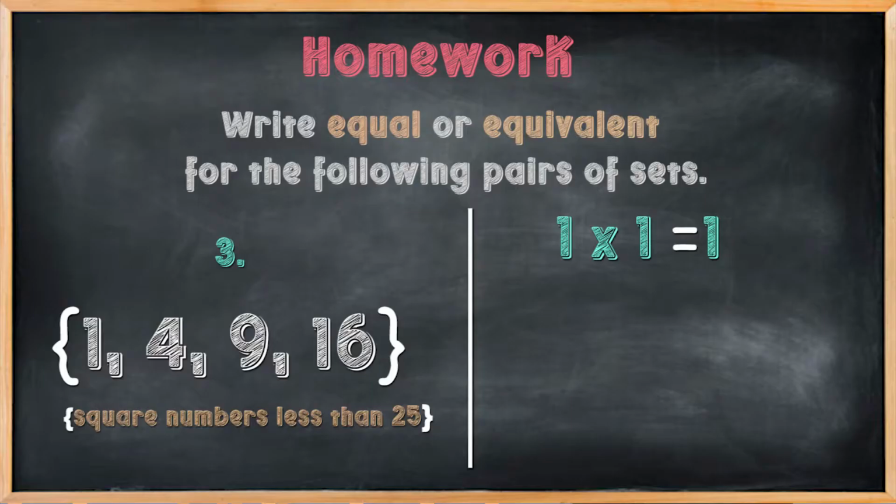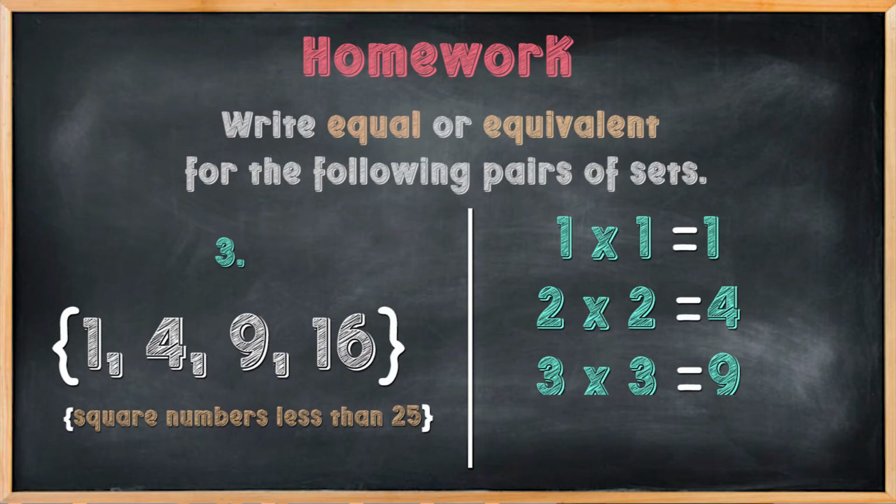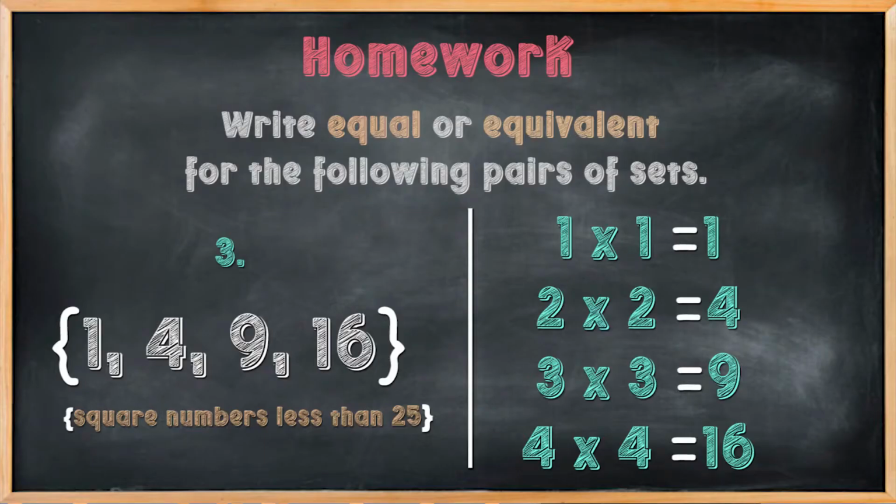So let's see. 1 times 1 will give us 1. 2 times 2, 4. 3 times 3, 9, and 4 times 4, 16. 5 times 5, 25. But they said less than 25. So the square numbers less than 25 are 1, 4, 9, 16. So it means that the pair of sets are equal.